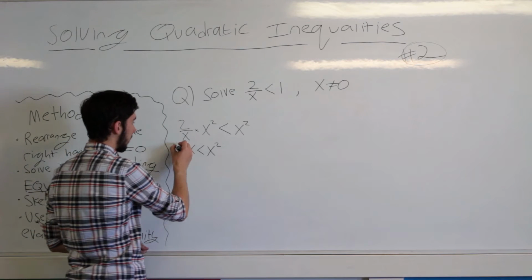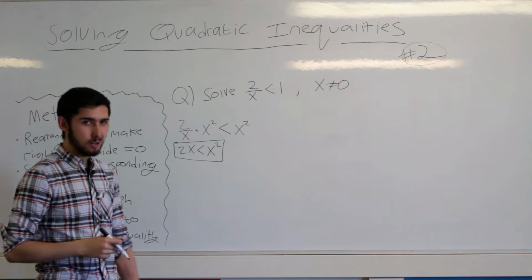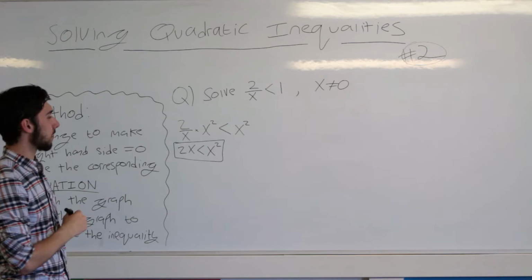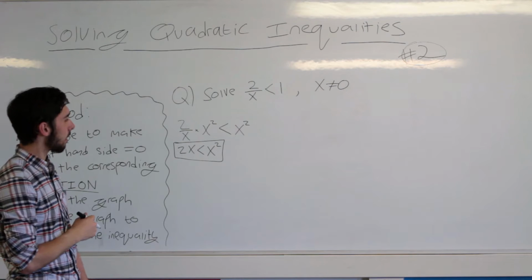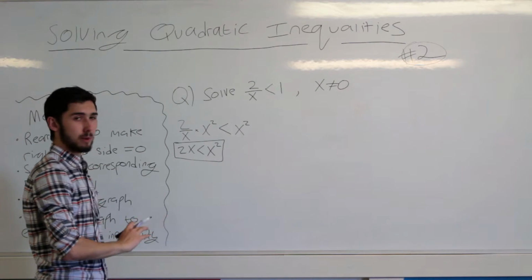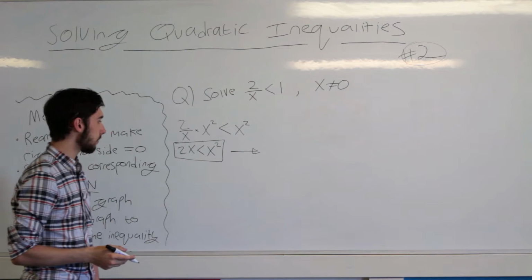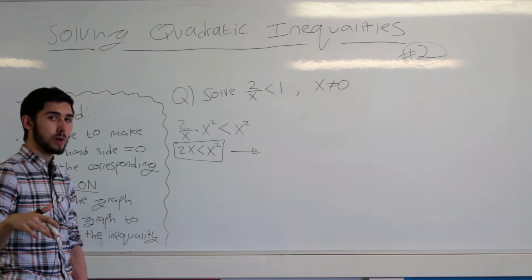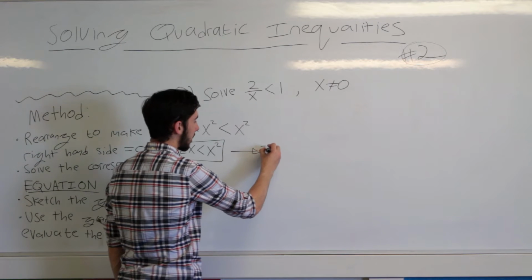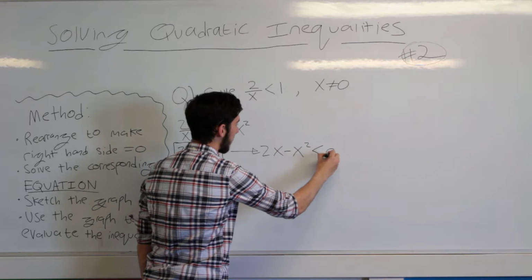Now, that's more like it. That is an inequality. And that is something that at least a bit more resembles a quadratic. Now guys, we're going to use the same method as in the previous video in part 1. We're going to get everything onto one side. So I'm going to subtract x squared from both sides. So I'm going to get 2x minus x squared is less than 0, okay?